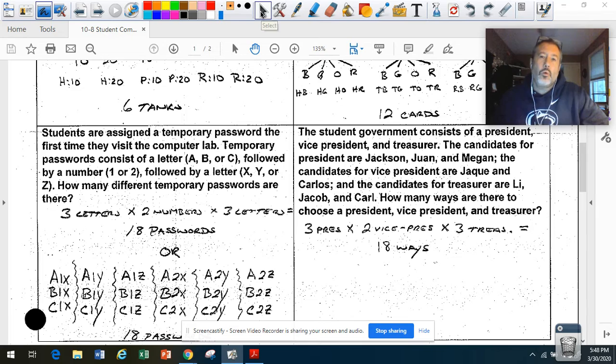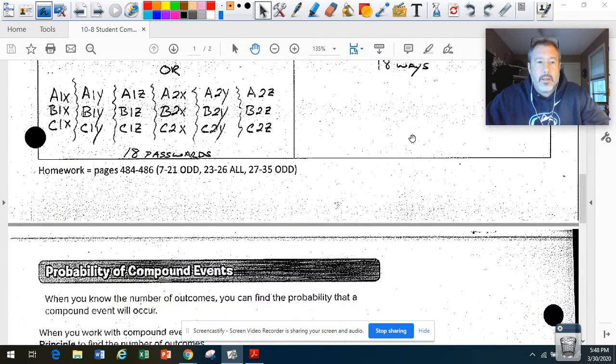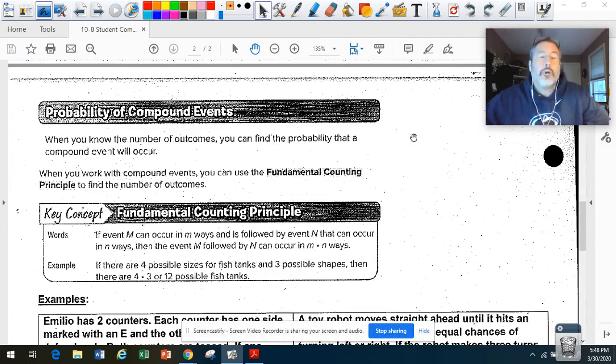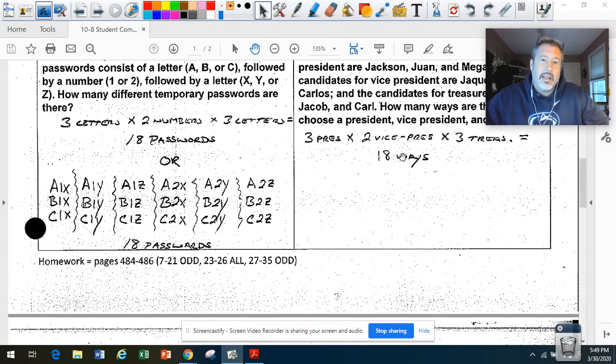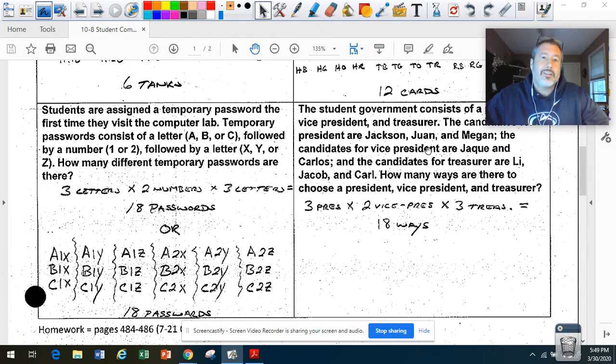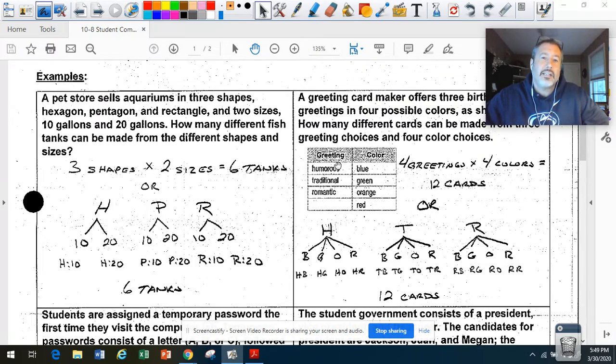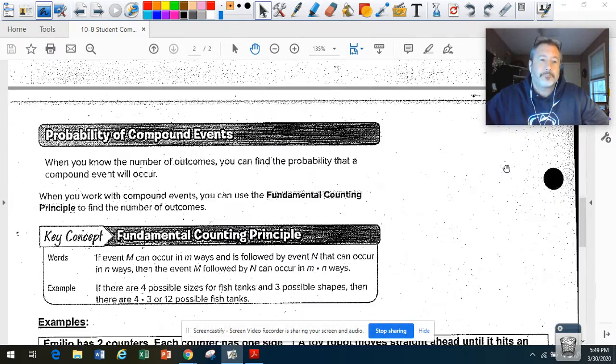Okay, let's look and see what else we have here. On to the next page. We're dealing with the probability now. So we're dealing with a fraction. Okay. When you know the number of outcomes, well, that's what we just figured out how to figure out. You can find the probability that a compound event will occur. When you work with compound events, you can use the fundamental counting principle to find the number of outcomes. Hey guys, guess what this is up here? This here, when we are multiplying, is known as the fundamental counting principle. So that's one way to do that there.